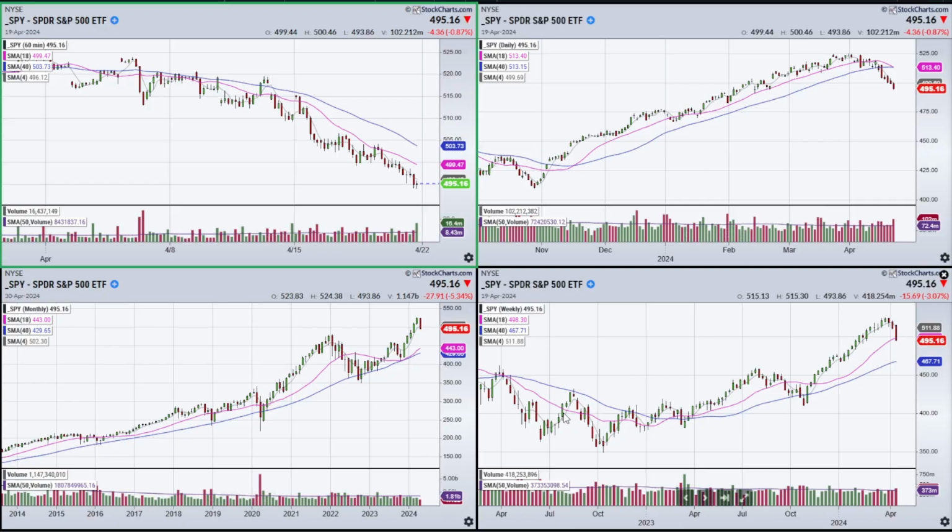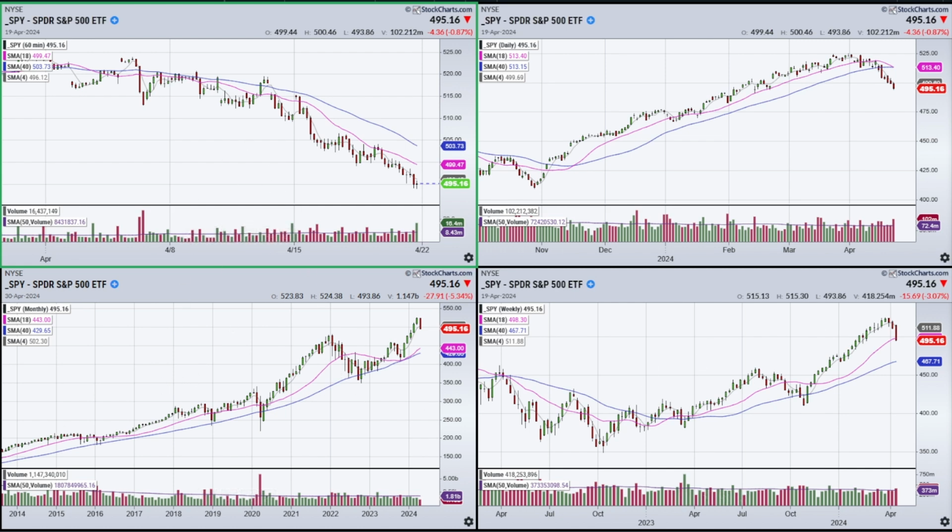Okay, so I've got 4 charts up. My standard grid with monthly in the bottom left, weekly bottom right, daily upper right, and hourly in the upper left. And I've taken off everything. I did leave the volume at the bottom, but I've only got the moving averages now. I don't have any other indicators that I'm using right now because I wanted to make this pretty clear.